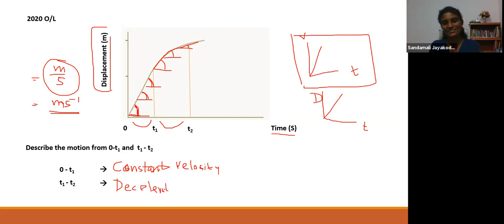It's a deceleration. So it's a combination of two graphs, one for constant or uniform velocity and one for deceleration. If it were an acceleration, this graph would give us something like this. It is increasing like this. But we have been given a deceleration. That is it.